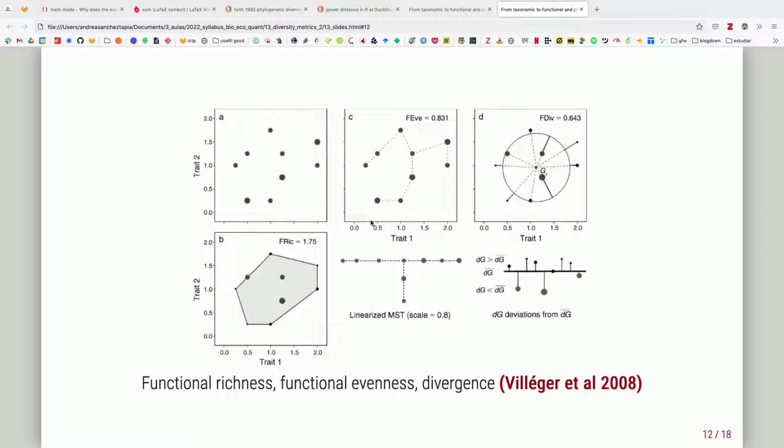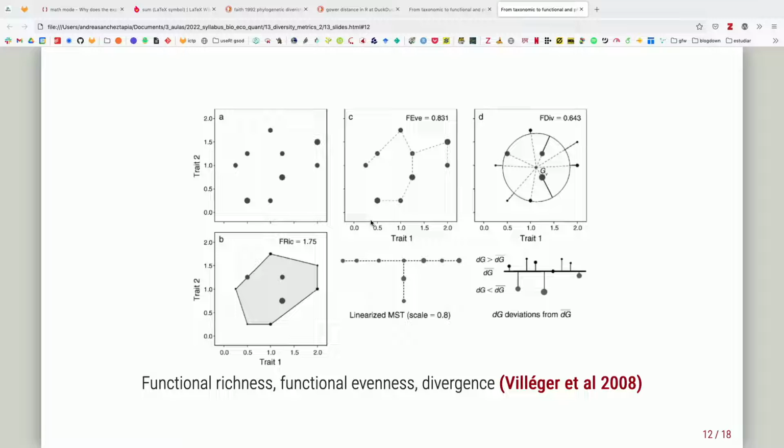If you have a species that is very different to the others in that trait space, it will position itself very far away, and the segments will not be even. You will have a large tail, you will have a large segment that goes away and connects these species. So how even are the segments that are connecting the species in the trait space is one of the measures of evenness. I'm saying one because there are lots of authors working on this.